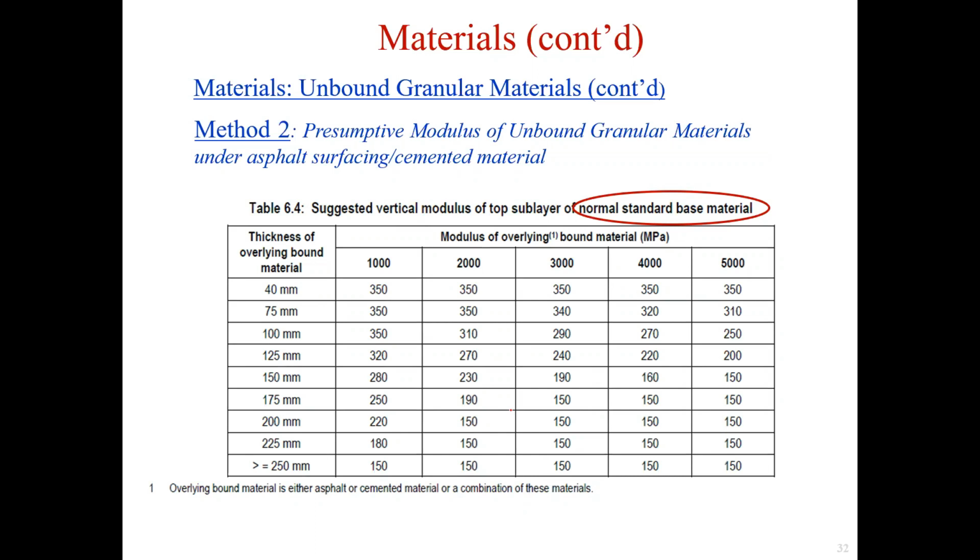The presumptive vertical modulus of the top sublayer of normal standard base material under asphalt surfacing or cemented material can be seen from this table. This table 6.4 and 6.5 in the next slide could be used as a guide when assigning maximum vertical modulus values to base quality crushed rock materials and asphalt surfacings when other more reliable information is available.